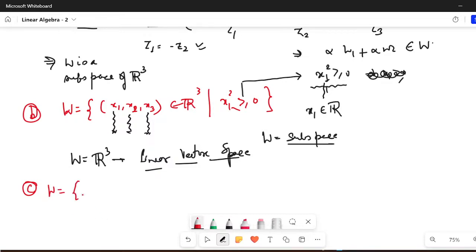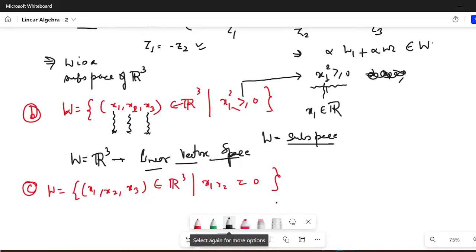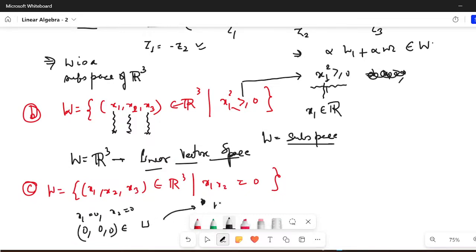Option number third was given to you. I think x1, x2, x3 belongs to R cube such that x1, x2 must be equal to 0. Okay, I hope this is clear. Please let me know if it's not clear. If this is the case, will it form a subspace? One thing is very much clear, that if x1, x2 is equal to 0, I can always take x1 as 0. I can always take x2 as 0. So clearly this 0, 0, 0 will always belong to W. So my claim is that W will be a non-empty subset.